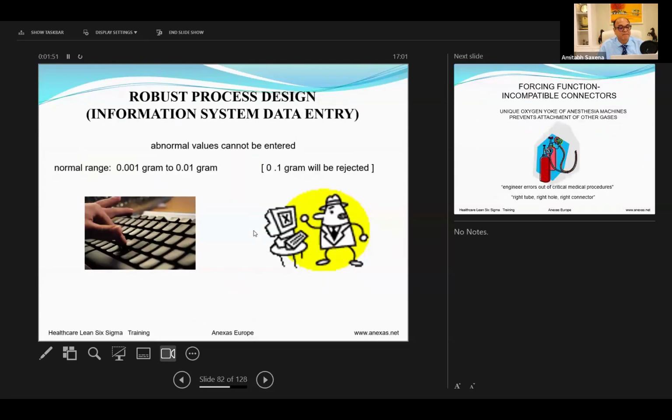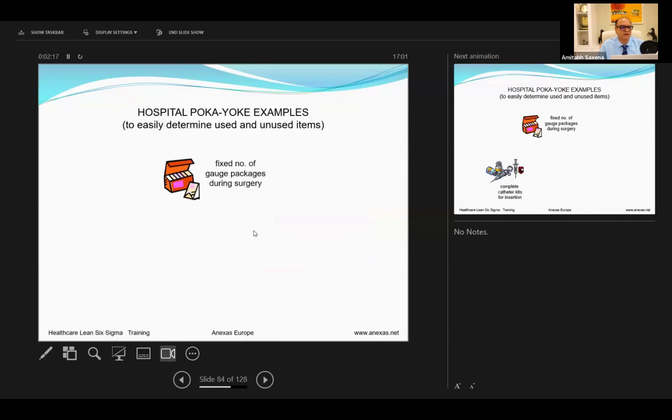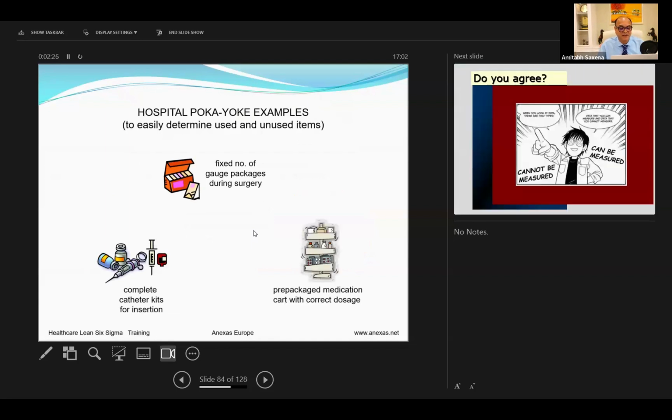Then wrong entry would be prevented. Something which is abnormal will be rejected. That is one example of a POKA-YOKE. Oxygen and nitrogen cylinders cannot be interchanged. You cannot fix a nitrogen cylinder into a connection line of an oxygen cylinder because the connections are different. So these are all examples of POKA-YOKE: fixed number of packages during the surgery, complete catheter kits for the insertion, prepackaged medication, etc. So this was the brief knowledge about the lean part.